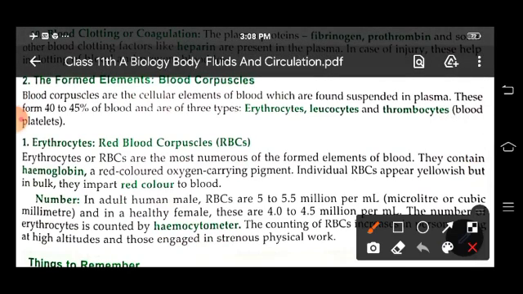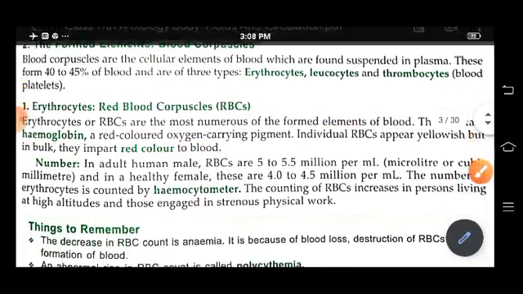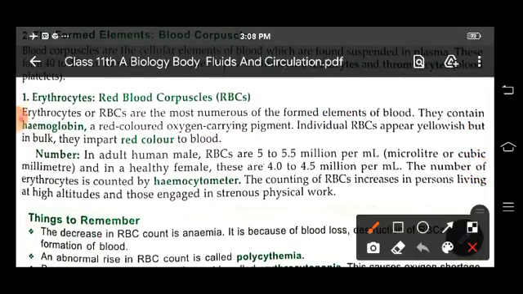Erythrocytes, or red blood corpuscles, are the most numerous of the formed elements of blood, and they contain a pigment called hemoglobin, which is an oxygen carrying pigment. Usually individual RBCs appear yellowish, but in bulk they impart red color to the blood. In human adult males, RBCs are 5 to 5.5 million per microliter or cubic millimeter, and in a healthy female, about 4.0 to 4.5 million per microliter.